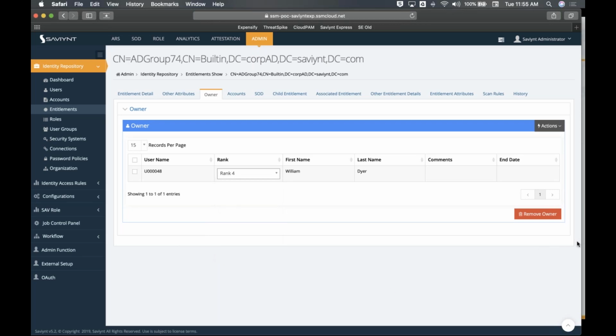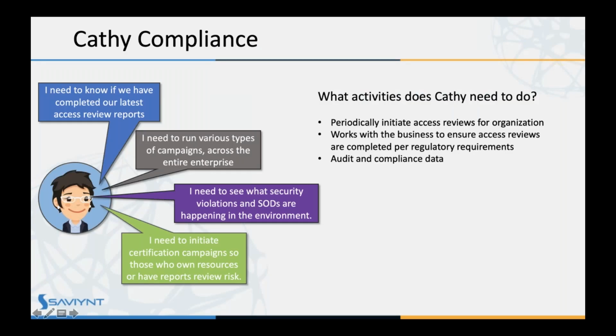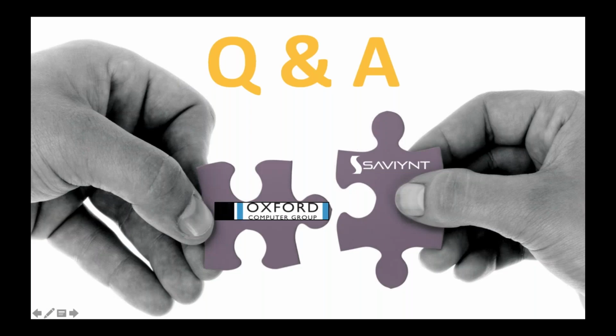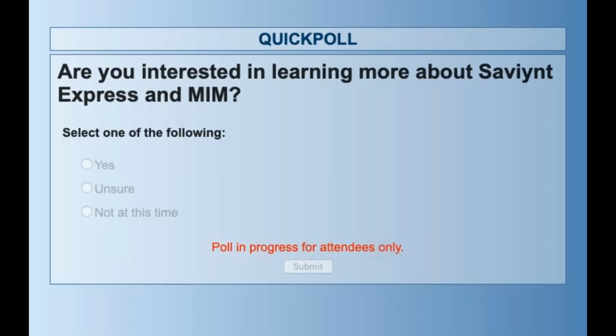So that is your real fast 25-minute dive into understanding what the dashboard and the actual functionality with Saviynt Express looks like. And thank you so much for your attention on that. And I think what we want to do now in our last 5 minutes, Chris and I, is to throw it open if there's any Q&A out there. And I do have, while everybody's still here, one poll just to ask if you're interested in hearing more about Saviynt Express and MIM.